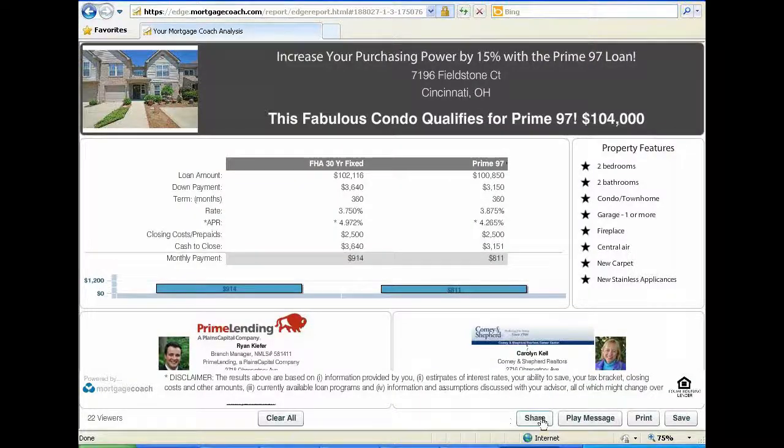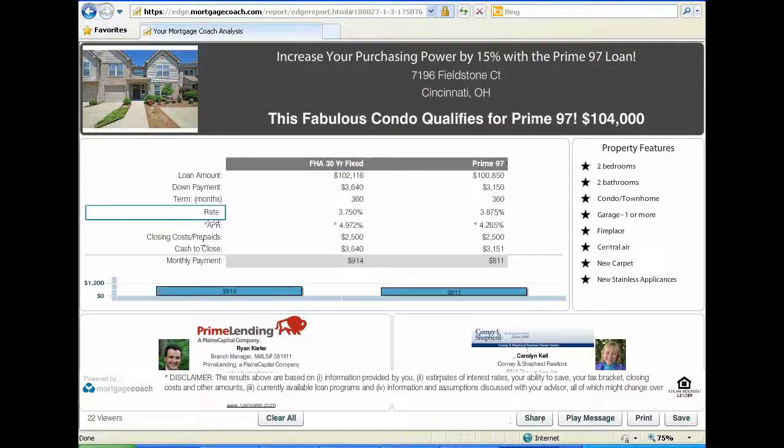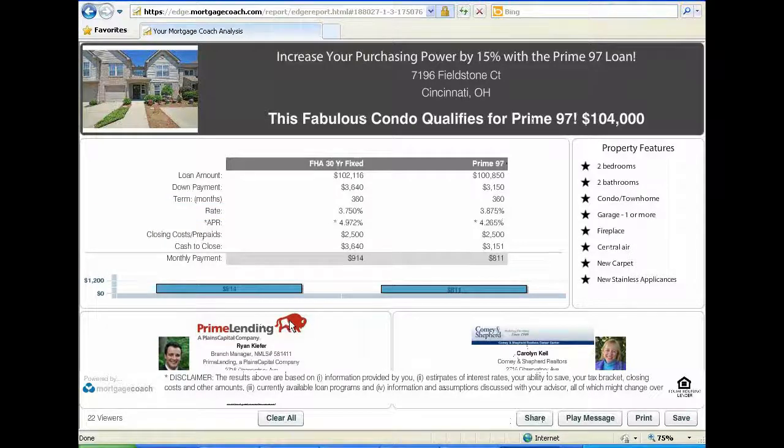So this is another way that you can use the Mortgage Coach to do open house flyers, and you can have a different type of loan program here, along with highlighting some of the features in the home and also having a tagline there. Okay.